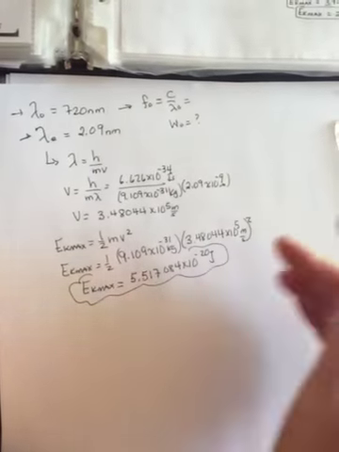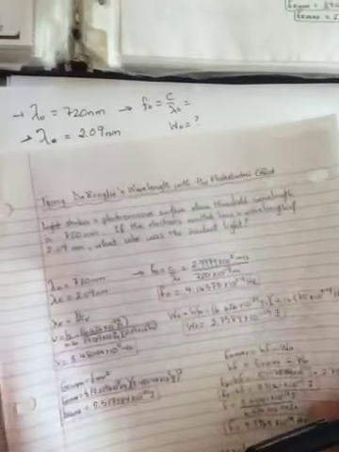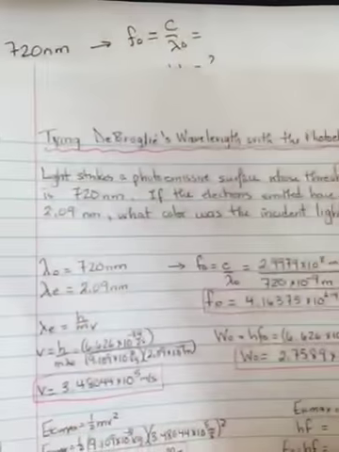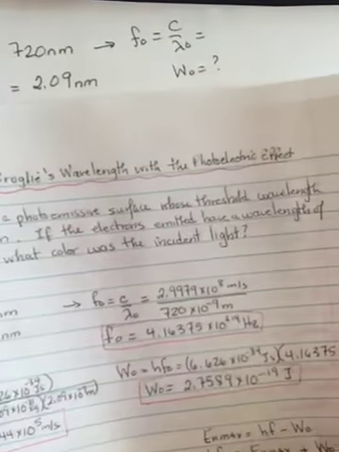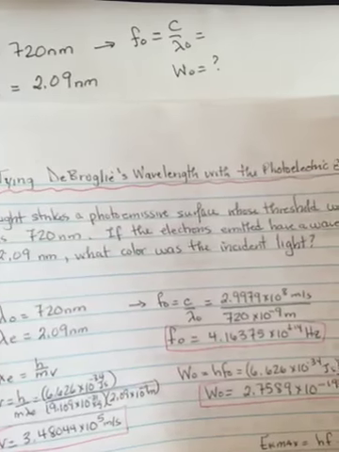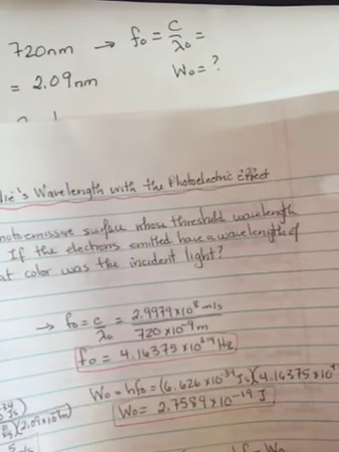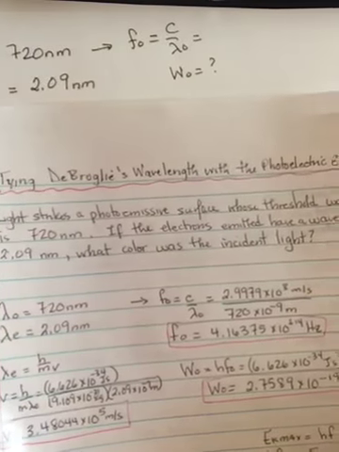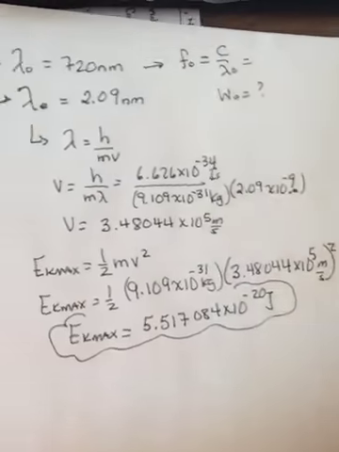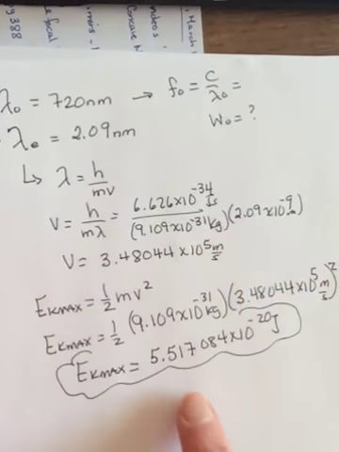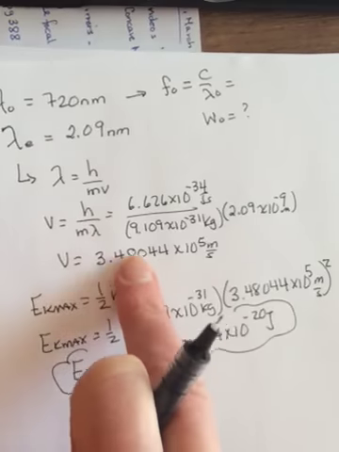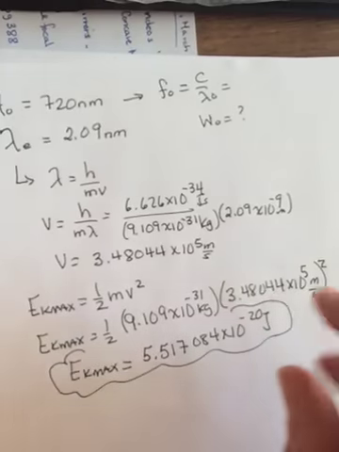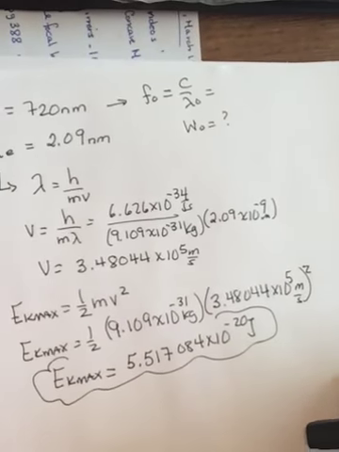Okay, so we were doing the example problem connecting de Broglie's wavelength with the photoelectric effect. The question was, light strikes a photoemissive surface with a threshold wavelength of 720 nanometers. If the electrons emitted have a wavelength of 2.09 nanometers, what was the color of the incident light? So we had found the speed of the photoelectrons emitted using de Broglie's wavelength, and then used that to find the maximum kinetic energy of those photoelectrons.